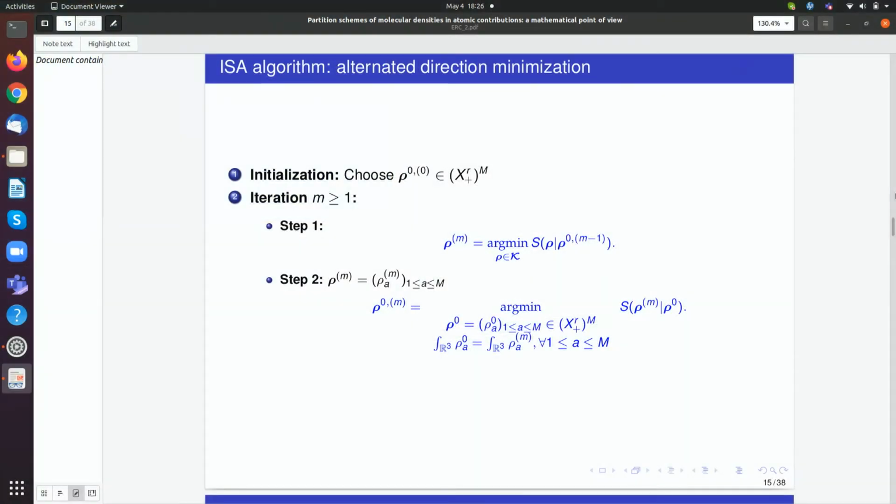as the solution of this minimization problem. Now you know rho m, so it amounts to minimizing this entropy function, S of rho m with respect to rho 0, over the set of radially symmetric atomic functions that have the same charges as rho m, such that the integral over R3 of rho A0 is equal to the integral over R3 of rho AM for all A.